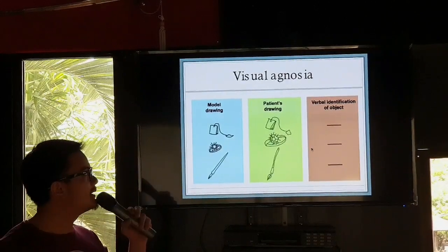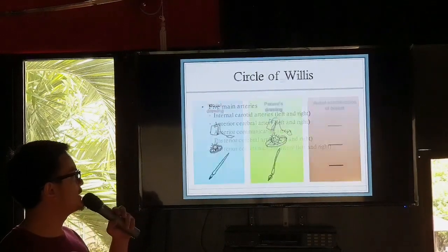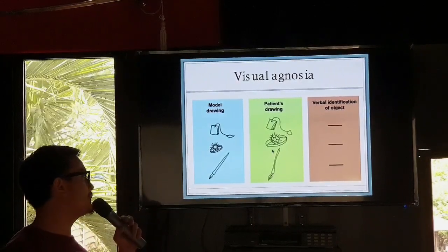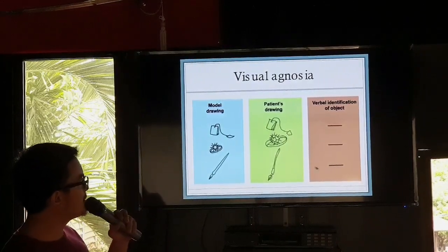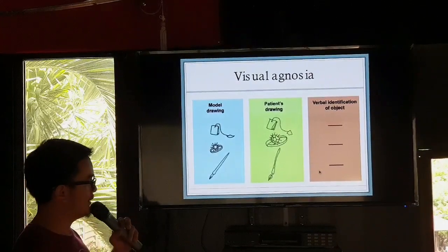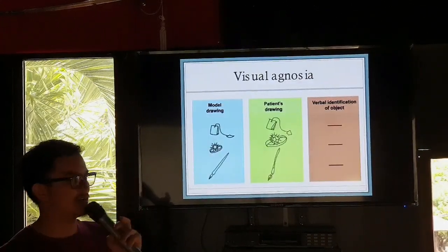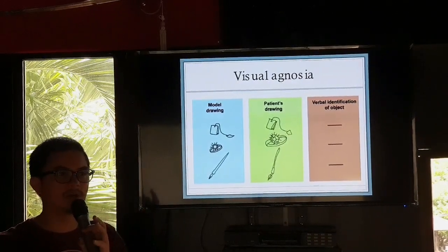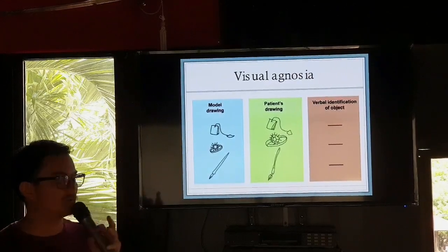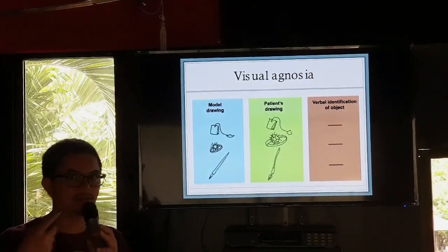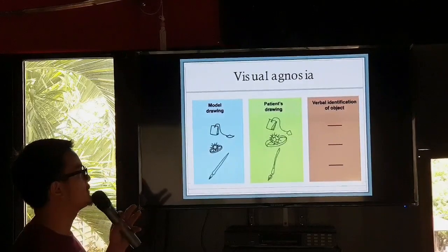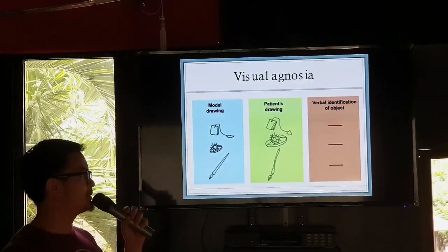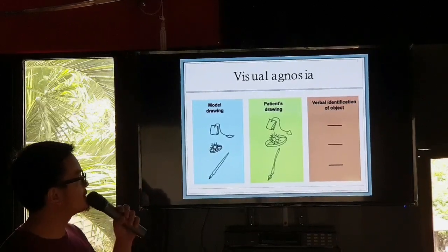So this is how a visual agnosia will most probably look like. So if you make the patient follow a drawing, the patient can follow the drawing but cannot identify the objects. So visual agnosia. Agnosia meaning knowing or knowledge. So agnosia, not knowledgeable or not knowing. So the patient can see but does not know what he or she is seeing. So they cannot identify the object.